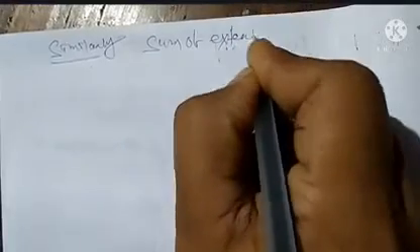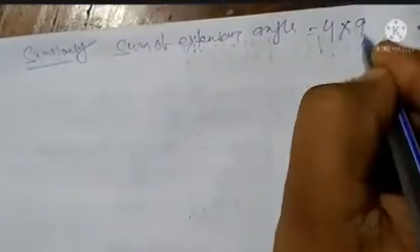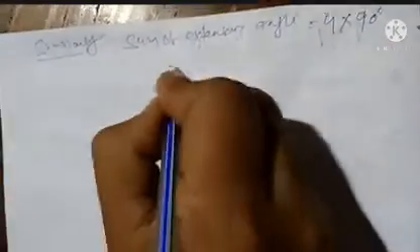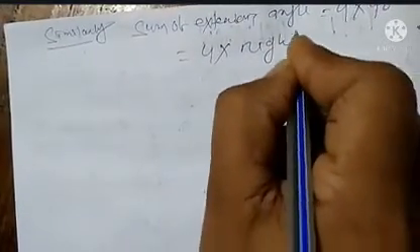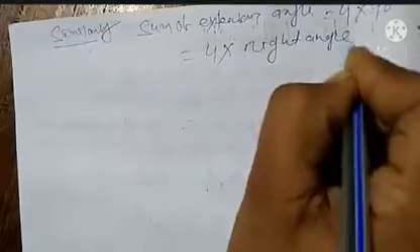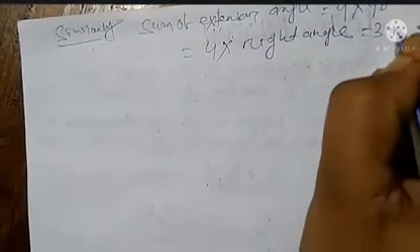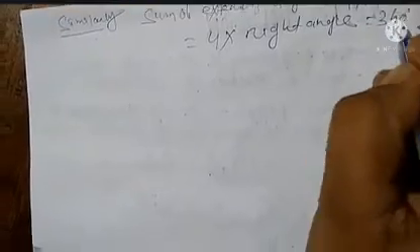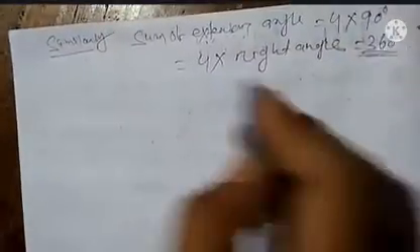sum of exterior angle is equal to 4 into 90 degree. That is equal to 4 into right angle. 90 degree means right angle. Okay, is equal to how much? 360 degree. Sum of exterior angle is equal to 360 degree.